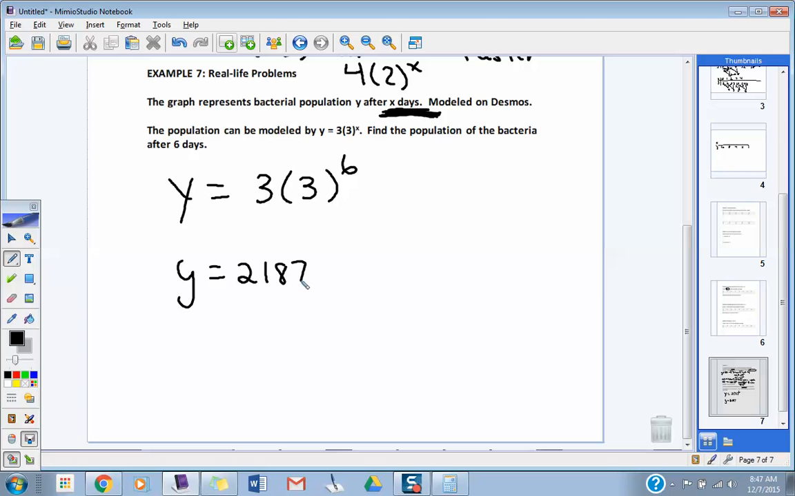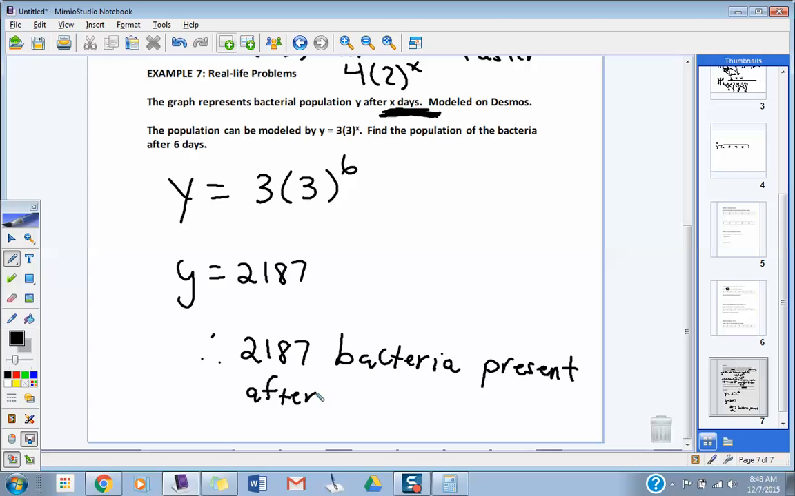So this means that there are 2,187 bacteria present after 6 days. Okay. 2,187 bacteria present after 6 days.